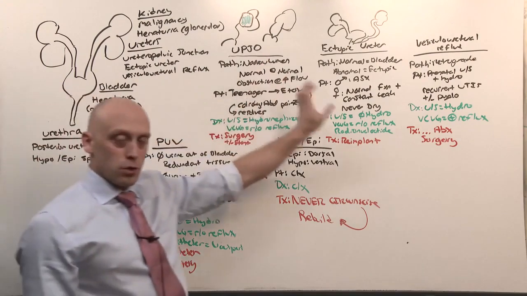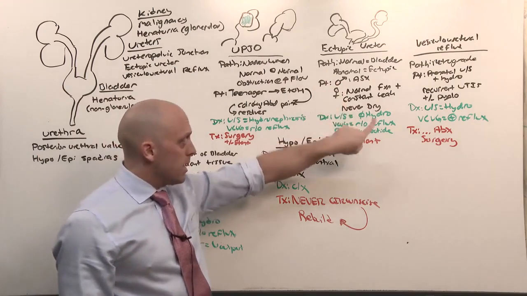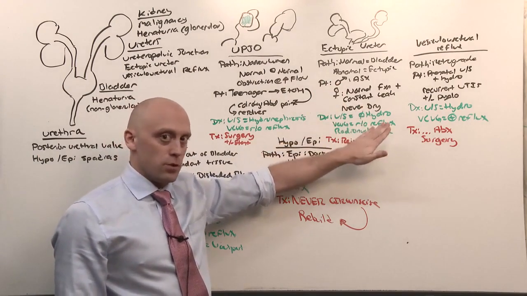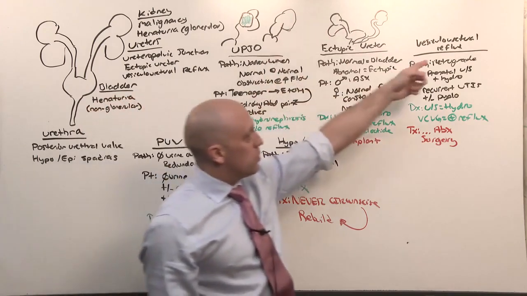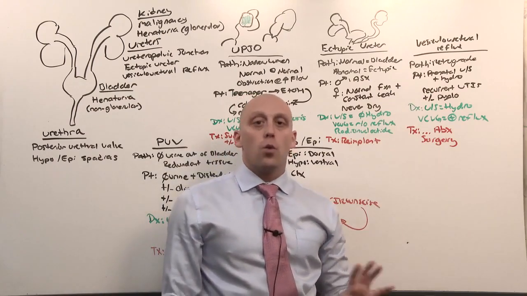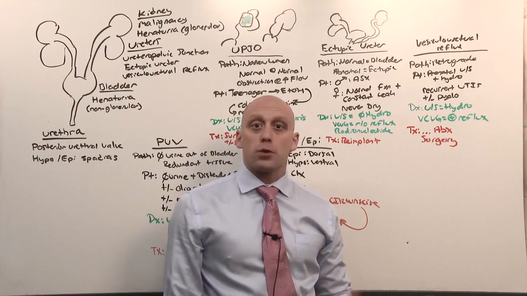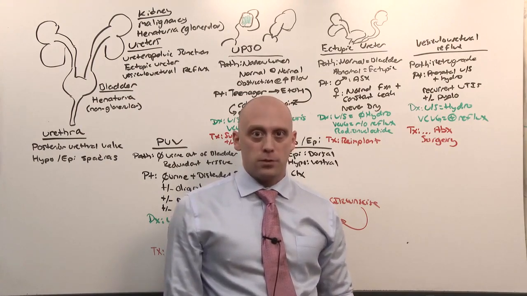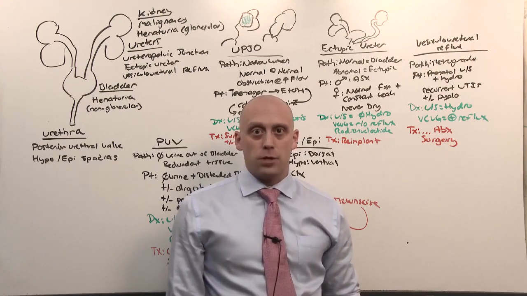Ectopic ureter is the girl who has normal function and has a constant leak who's never been dry. Vesiculo-ureteral reflux is going to be the kid who has a prenatal diagnosis or is going to present with recurrent UTIs or pyelonephritis. That is pediatric urology.